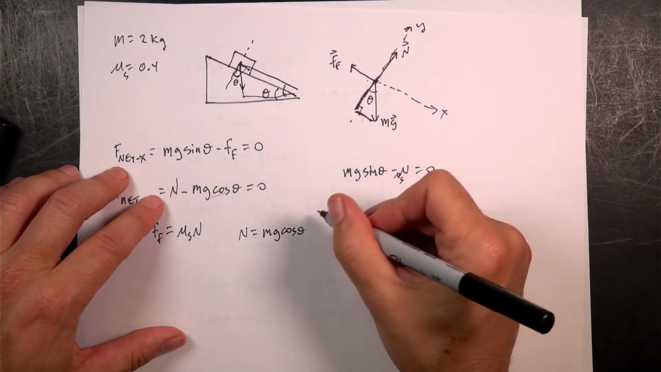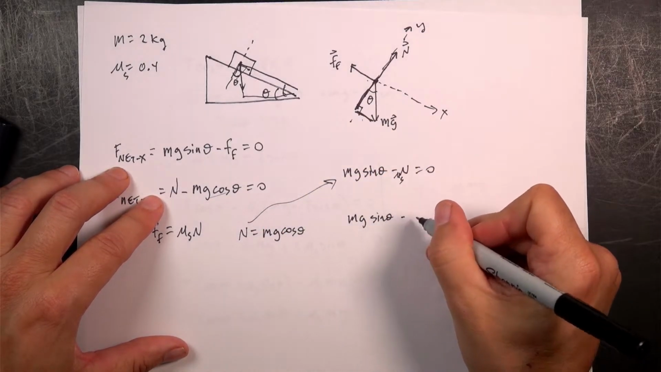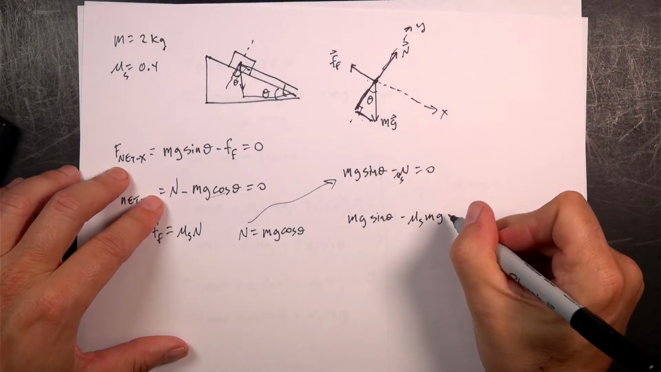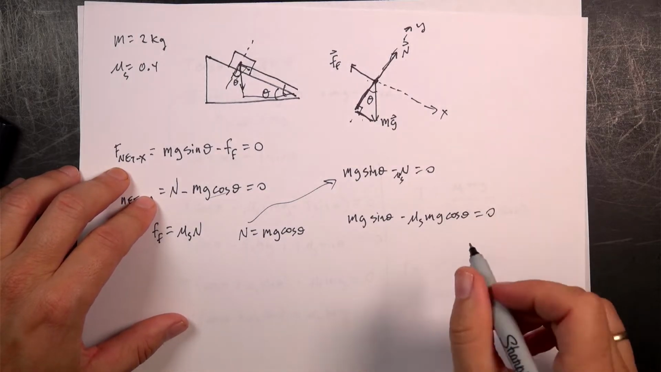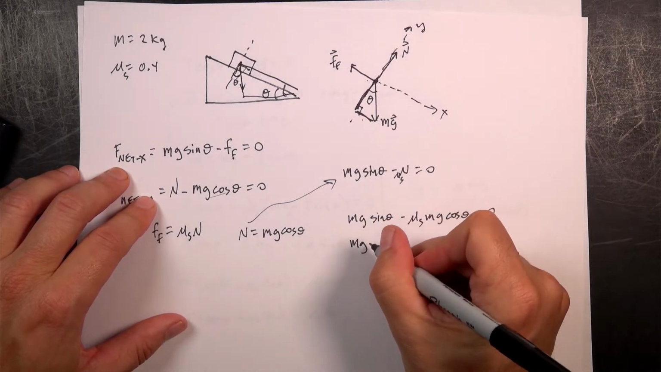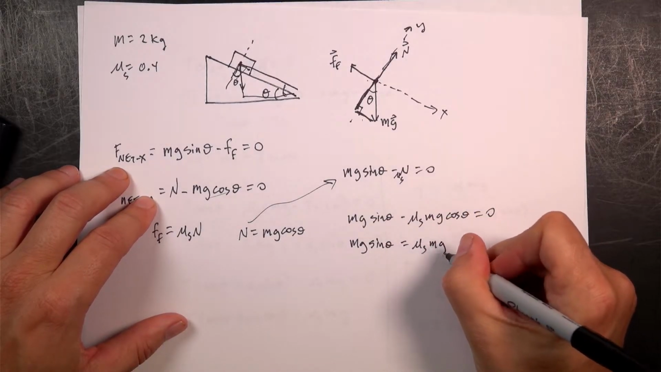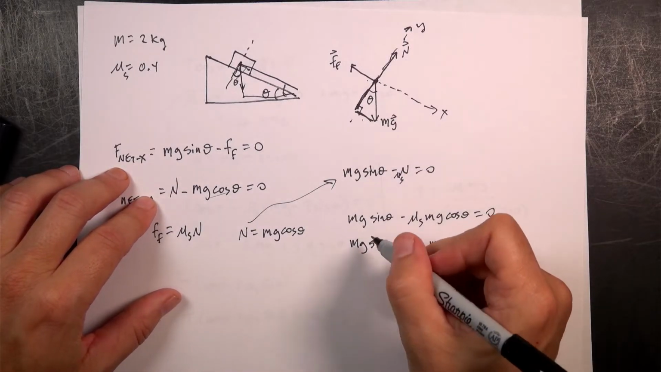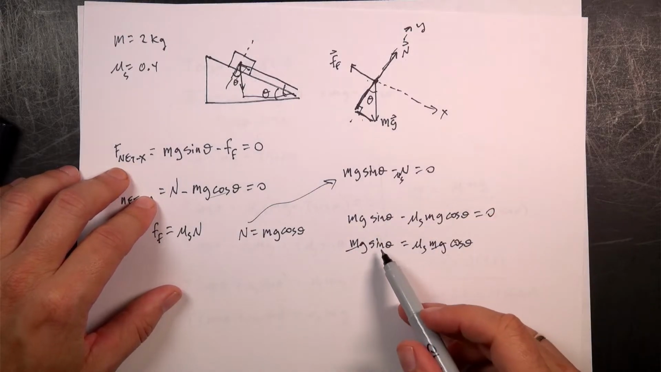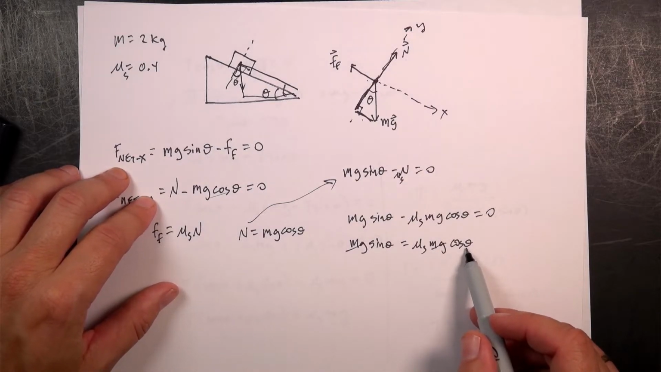And if I put that into this equation, I get mg sine theta minus mu s mg cosine theta equals 0. Let's add this term to both sides, and I get mg sine theta equals mu s mg cosine theta. Now I can divide both sides by mg, and that cancels. And so I want to find theta. So let's do this. I have sine theta on this side and I have cosine theta on that side. Let's divide both sides by cosine theta.